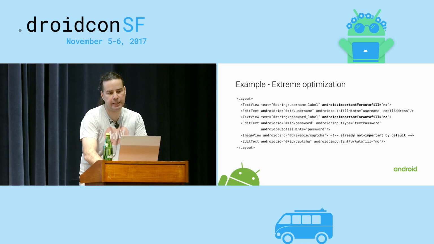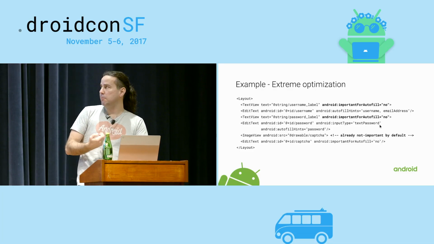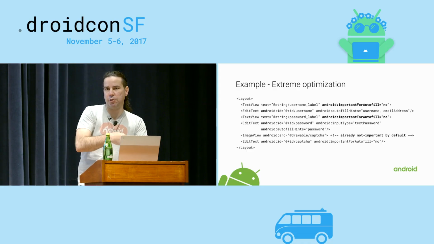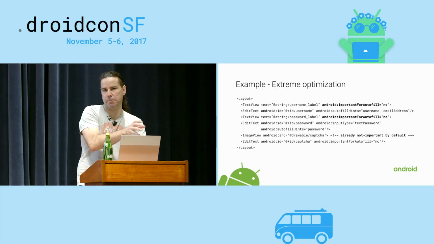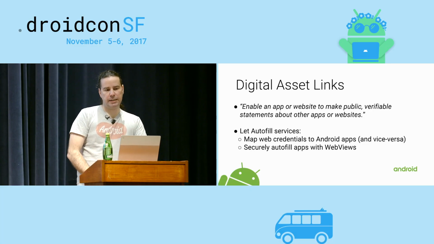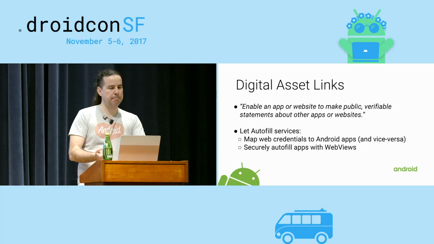So you could annotate the labels as not important for autofill. And again, you could be optimizing the process even more because now we are only sending the two views that are important. Everything else we throw away. So we are optimizing how much data flows from the app to the system and to the service and vice versa. Finally, the third thing you could do is map your web to your app.